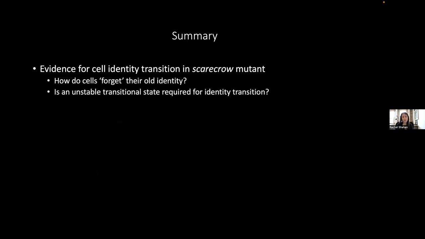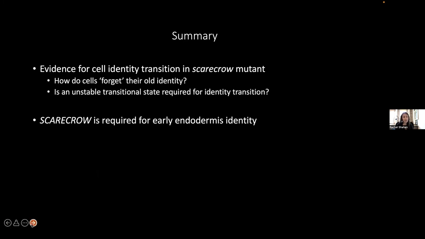So with this transcriptional data, some questions that are interesting to me to investigate further are, how do cells forget their previous identity? And is there an unstable transitional state, for example, that's required for an identity transition? This data is also interesting for our lab, since we've been looking at Scarecrow for a very long time, in that it suggests something new, that Scarecrow is actually required for early endodermis identity. So there must be another factor at play that's acting at later developmental stages to induce endodermal identity.